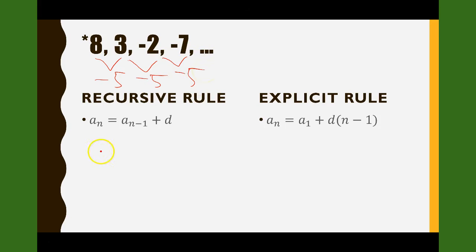Therefore, the recursive rule now just becomes A sub n equals A sub n minus 1, now plus D, so we can do plus negative 5. But note that plus negative just means minus. So our final answer for the recursive rule here is A sub n equals A sub n minus 1 minus 5.